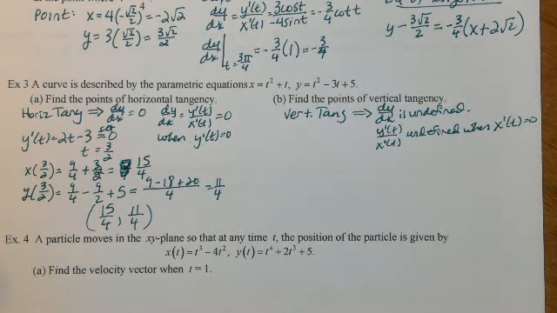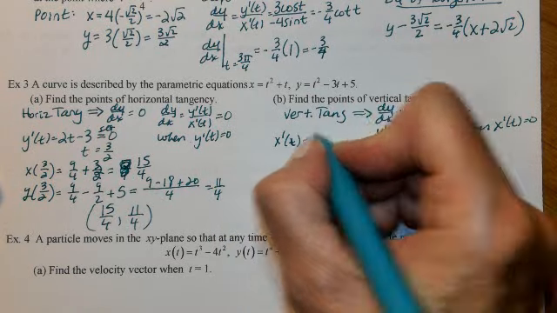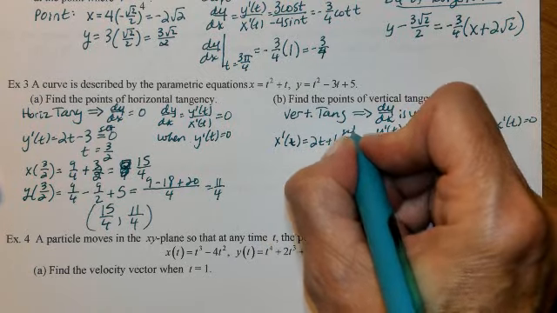Now over to the vertical tangent side. We find x prime and set it equal to 0. X prime is 2t plus 1. Set that equal to 0.